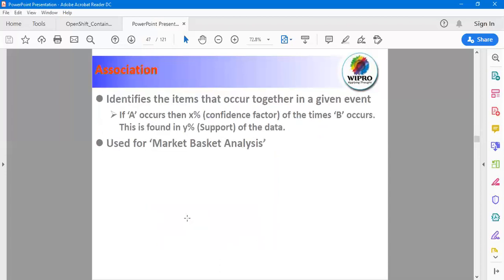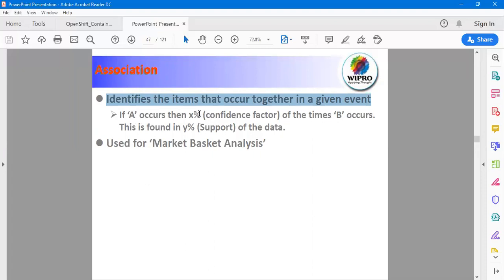Association is another type of algorithm used for the descriptive approach. Even for classification, this is the technique which is used for both models rather. So even for classification, association rule is very, very important. It identifies items that occur together in an event. If you read this statement again, it is nothing but identifying patterns, but patterns in the form of if-then, right? So if A occurs, then X% of the times B occurs.